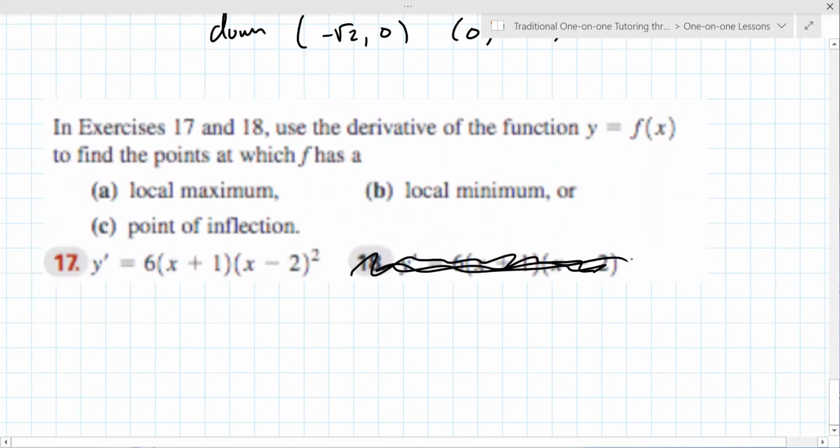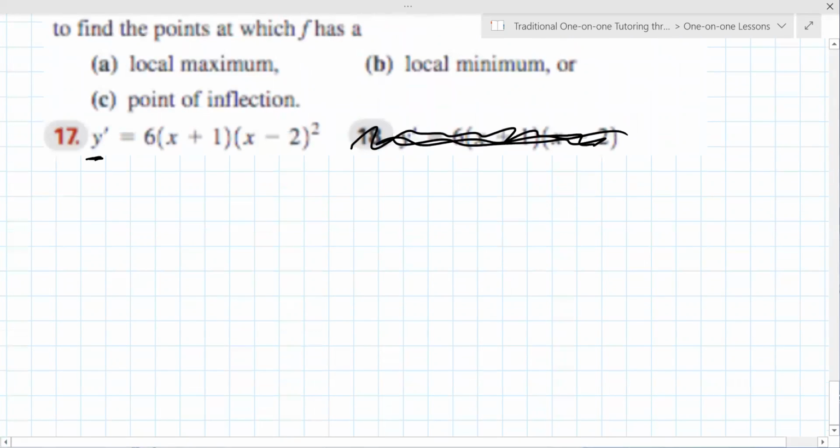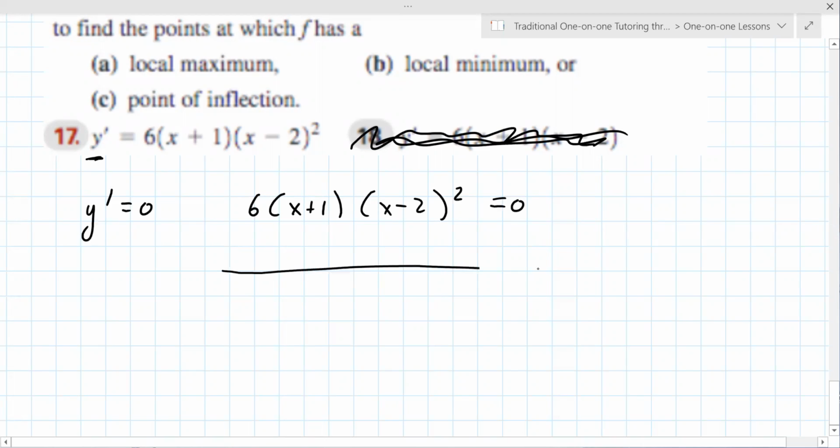Okay. So notice here that they're giving you the derivative, they're not giving you the original function. But you can still do everything we have. It just cuts down on that step of taking the derivative. So to find local maxes and local mins, you have to set the derivative equal to 0. You have to set 6 times x plus 1 times x minus 2 squared equal to 0. And because it's already in factored form, you get your two critical points, -1 and 2.